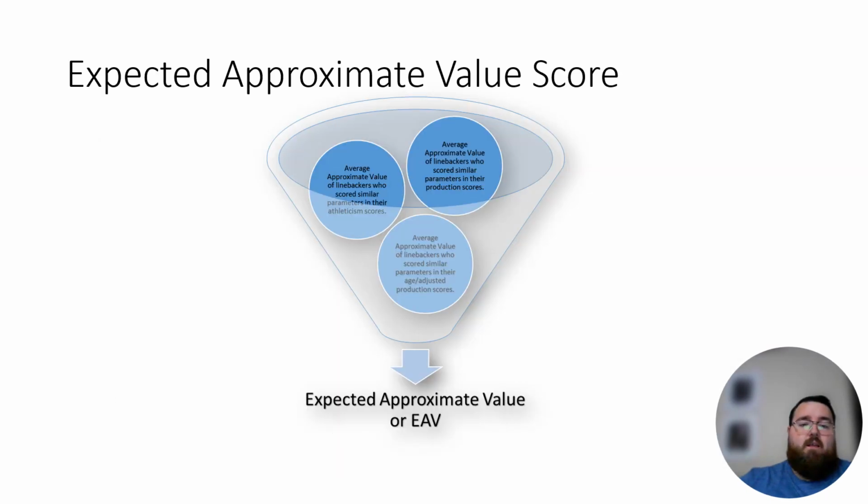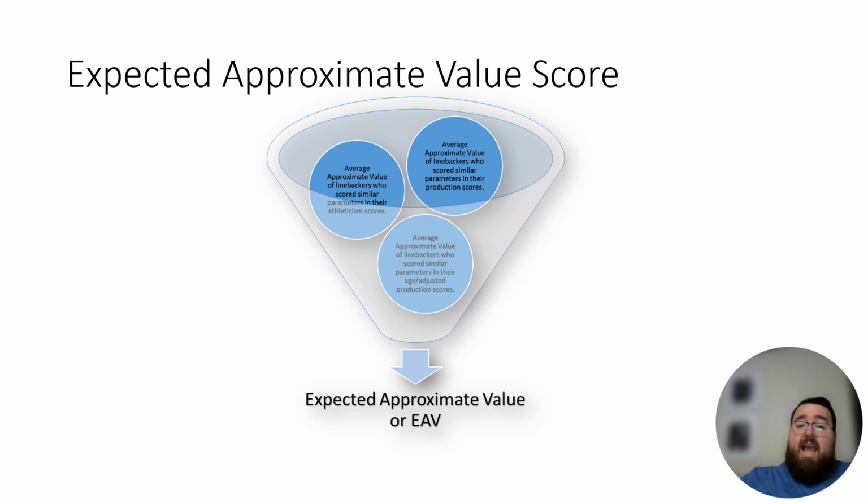Another thing to look at, which is just a little extra thing, I'm not going to talk about it too much because this deals with how I grade my prospects. So the expected approximate value score, or how I grade prospects, takes into account things like how they performed based on data, things like their age, their production, their athleticism, those different kinds of things.